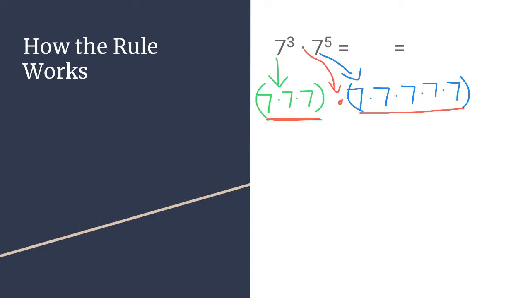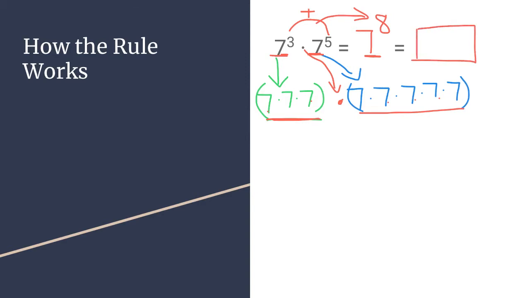Well, it looks like 7 is being repeatedly multiplied the whole time, so it is going to remain my base. And then I just have to count up how many 7s are being multiplied. 1, 2, 3, 4, 5, 6, 7, 8. 7 to the 8th power. That follows what my rule says. If I have the same base, 7, keep it, and add my exponents to get my new exponent.